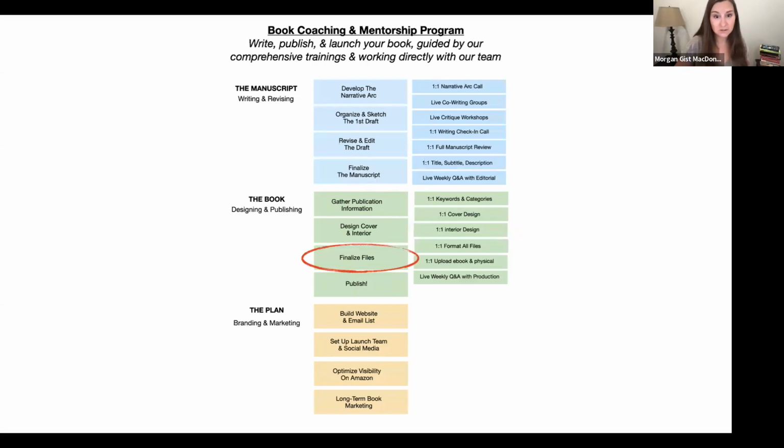And we want to finalize those files, which we do all day, every day. This is one of the hardest parts of doing it yourself the first time, getting those files just right. We do it all day, every day, and we're happy to handle that. We will format the files. We will upload everything in your account.